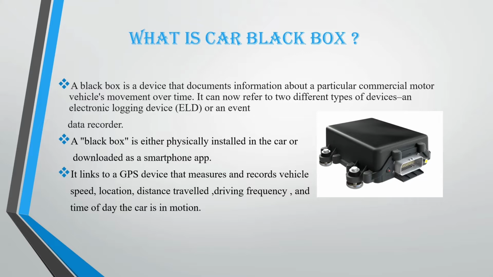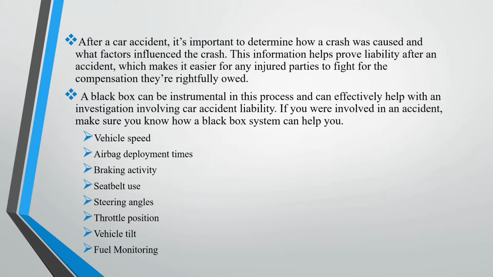Car Black Box is a device capable of recording events associated with the car. A car black box is either physically installed in the car or downloaded as smartphone app. It links to the GPS device that measures and records vehicle speed, location, distance traveled, and time of the day it is in motion. This device is widely used in aeroplanes. Nowadays, these devices are also used in cars, trucks, and other vehicles.